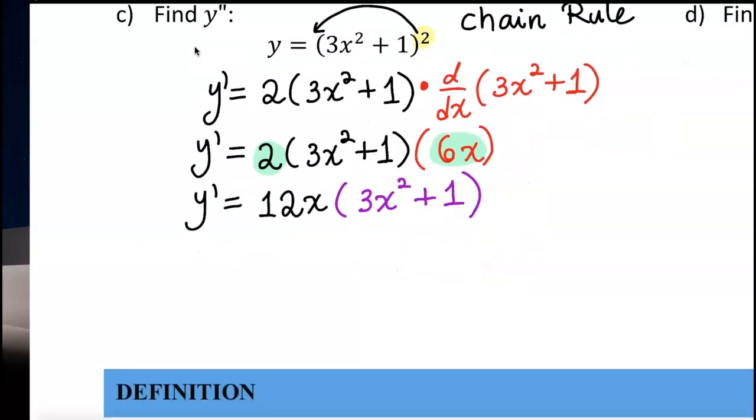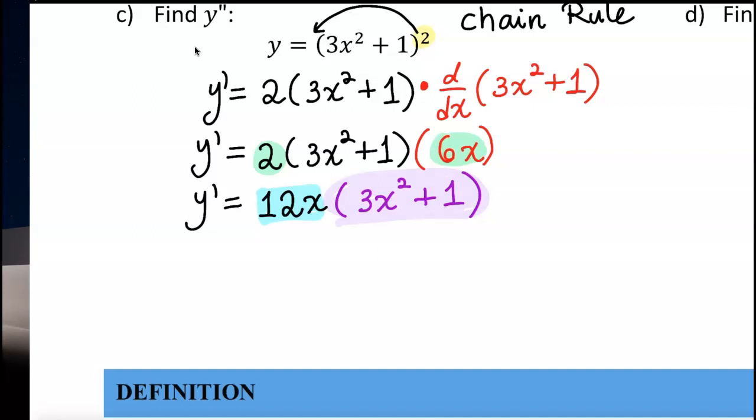So as you can see, this is a product. We have a product of 12x. Okay, that's the first part that we're multiplying. And we are multiplying this by 3x squared plus 1. So what we have to do is we have to use the product rule. So I'll go ahead and write down the product rule over here, okay?